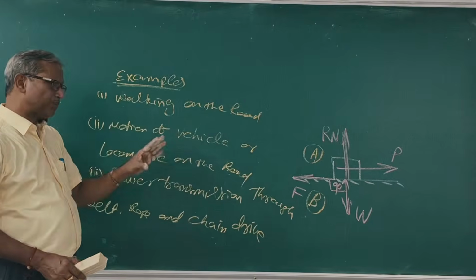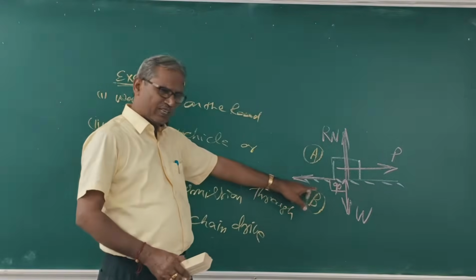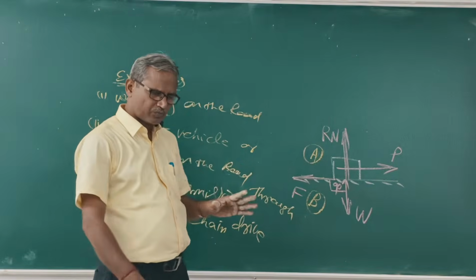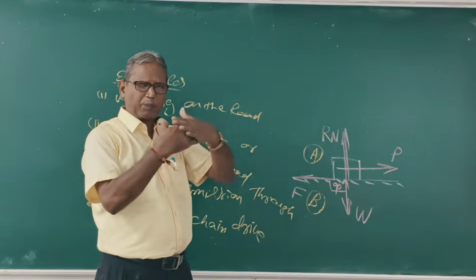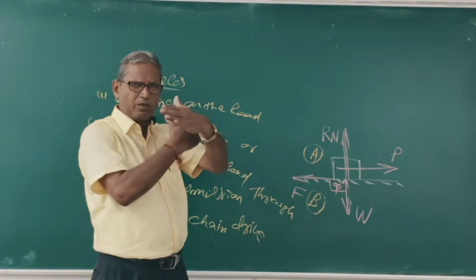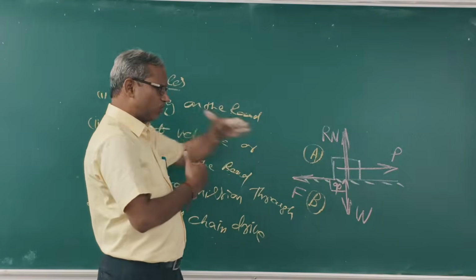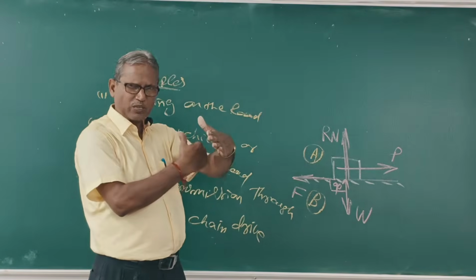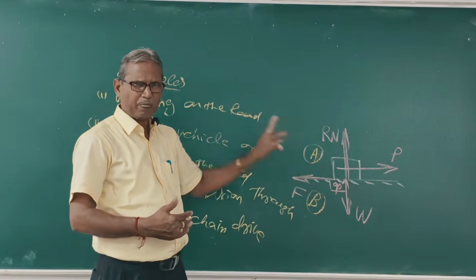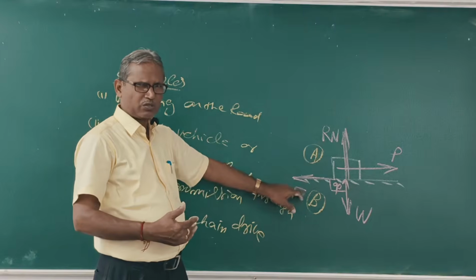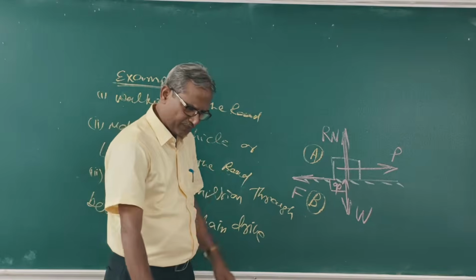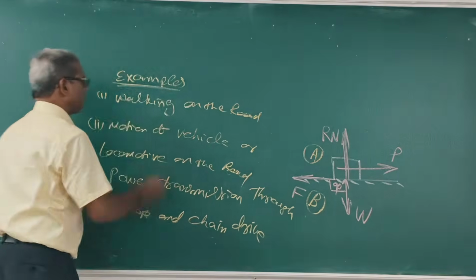So what is friction? When one body slides over the surface of another body, the interlocking property of the two bodies is such that it opposes the motion of the moving body. If the body goes towards the right side, the frictional force acts towards the left side. This property is called friction, and the opposing force F is called force of friction. Clear?